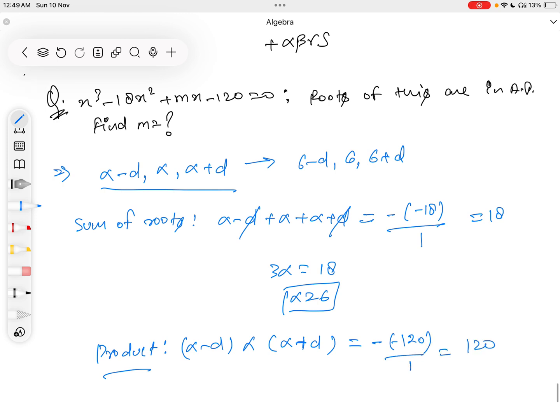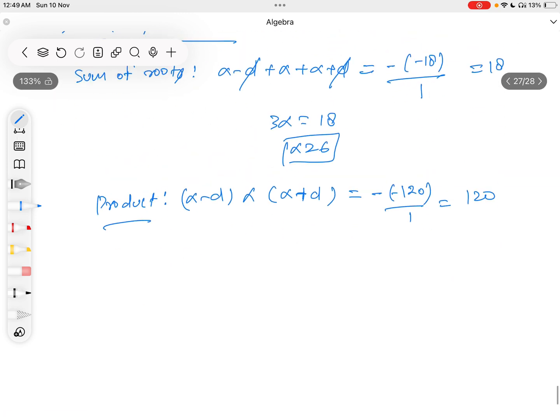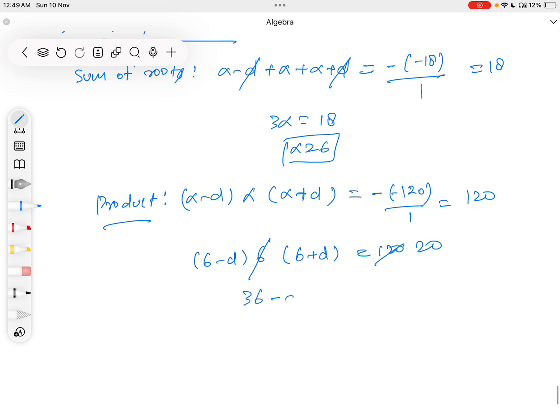So this is going to be 120. So (6 minus d)(6)(6 plus d) is 120, so 20. This is 36 minus d square, a square minus b square, 20. d square is 36 minus 20, that is 16. So d is plus minus 4.